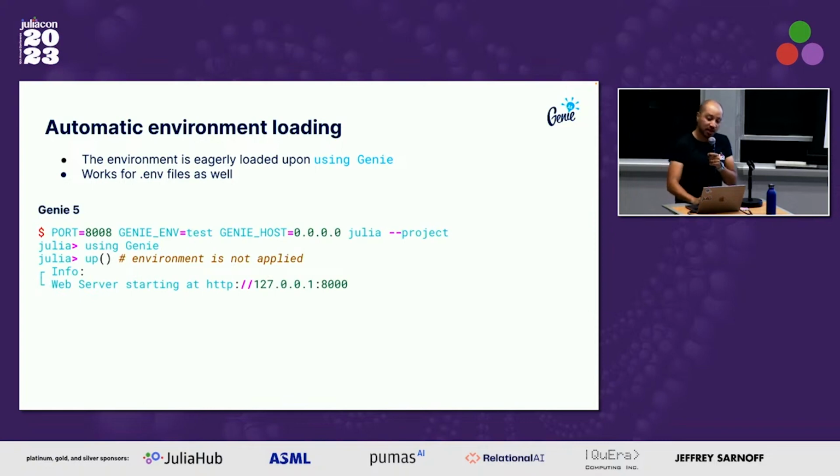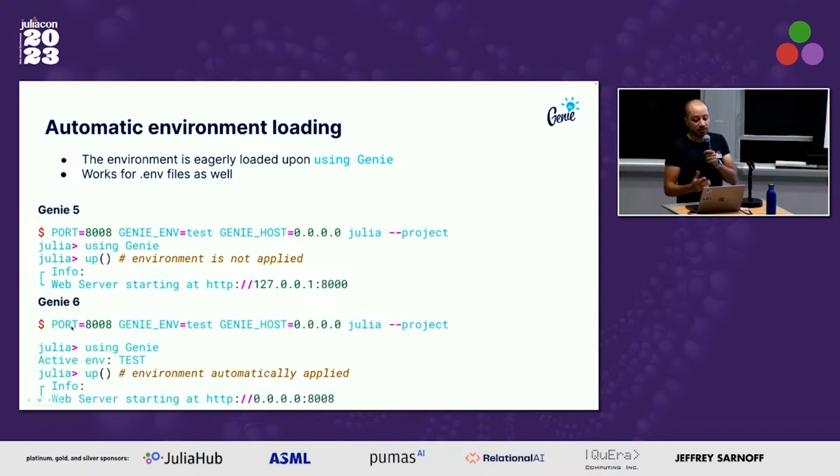Now, in Genie 6, if we look at these code snippets, we see that if we were to define some environment variables, let's say, the port that the app should use, when we start up the server, these environment variables would not be applied. That is, we would need to set these environment variables manually within the Julia code with the Genie calls. And now with Genie 6, when we set up some environment variables, again, for instance, setting the port number, when we spin up the server, it will automatically apply all of these variables. And as I said, this works for environment variables as well.